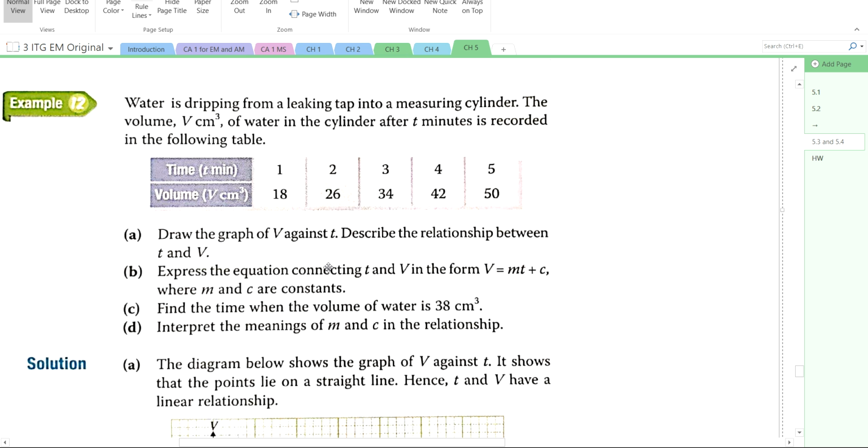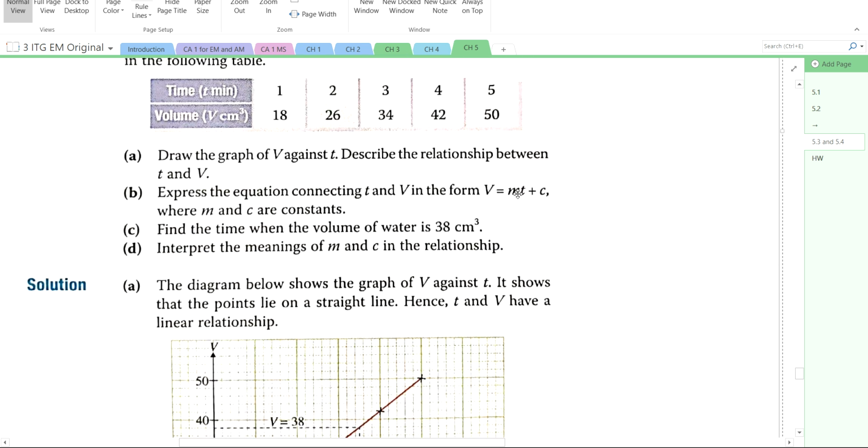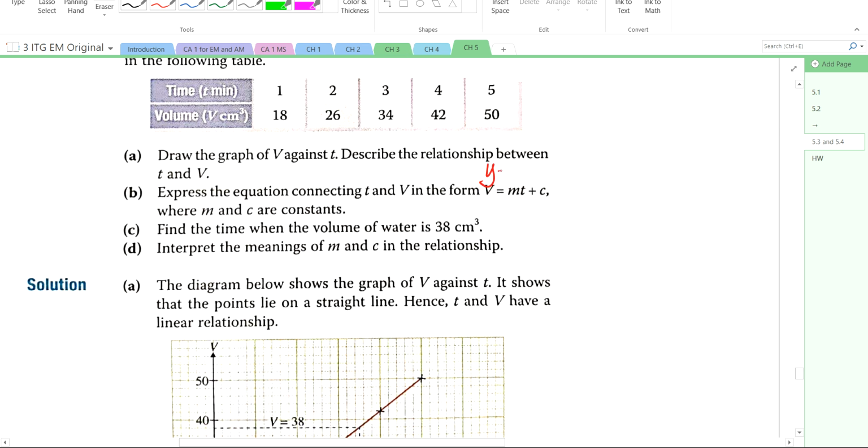Part B, express the equation in the form V equals to mt plus C. Now this one over here, I want you to put above it your y equals to mx plus C. So see the relationship. How it isn't always y and x. In this case, we have v and t. As your t increases, your v increases. So since it can be written in the form y equals to mx plus c, we are going to get a straight line as shown in the graph.